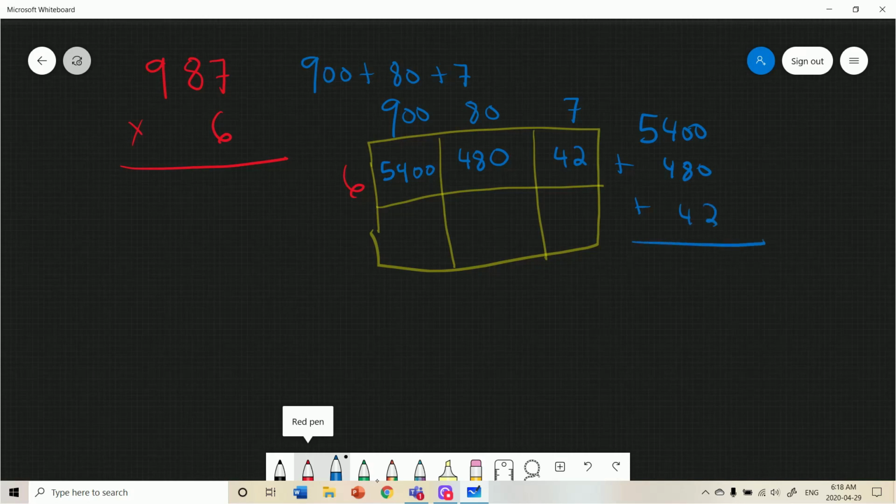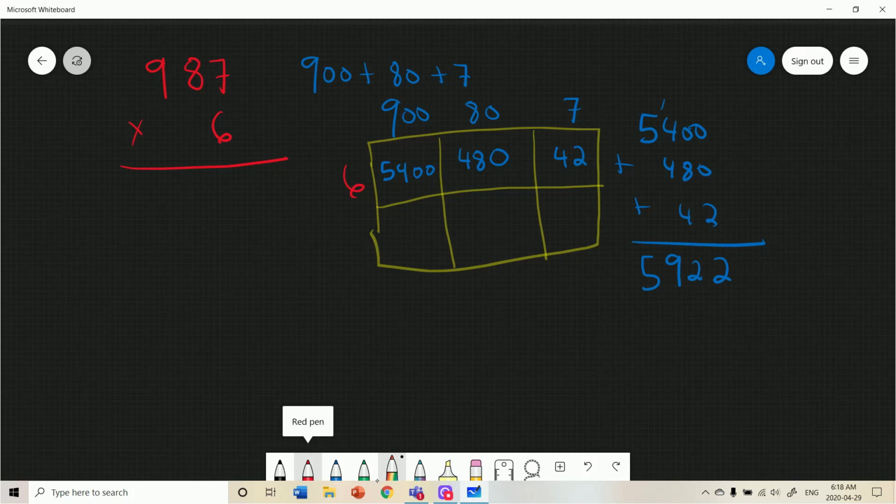0 plus 0 plus 2 is 2. 0 plus 8 plus 4 is 12. Carry over the 1. 1 plus 4 plus 4 is 9. 5 plus nothing is 5. According to the window method, 987 times 6 is 5,922. Let's see if we get the same answer using the standard algorithm. I suspect we will, because I'm noticing a pattern.